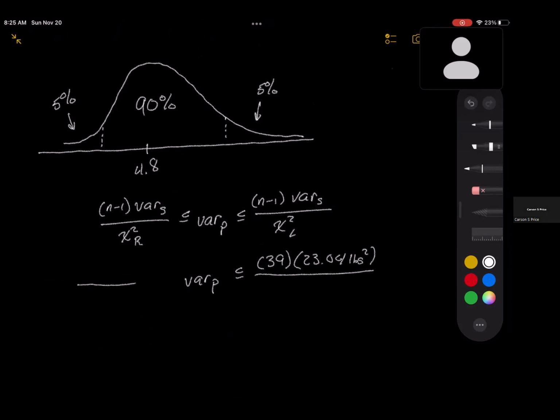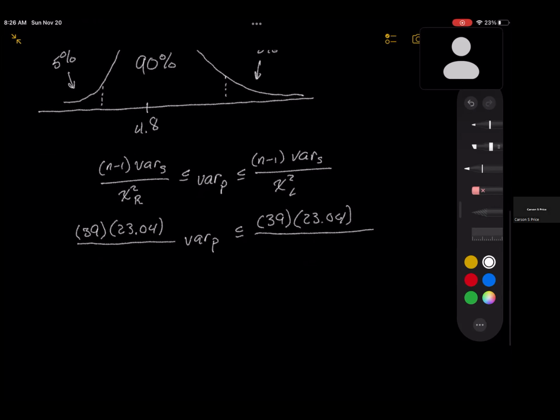And then we'll figure out our critical values later. Let's fill in the rest of the bound. I've got 39 times 23.04. Oh, no, that pounds is part of the 1 there, the 1 is actually the L. So in fact, I'm going to leave off my units. Just 23.04.